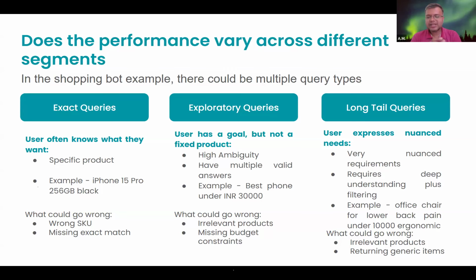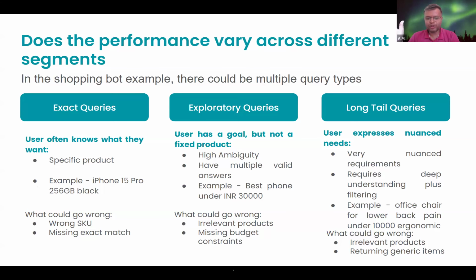The second could be slightly more exploratory queries, where the user has a goal but does not have a fixed product in mind. So there's some amount of ambiguity here, and there are multiple valid answers possible for the specific query of the user, right? Let's say the user asks, get me the best phone which is under 30,000 rupees.